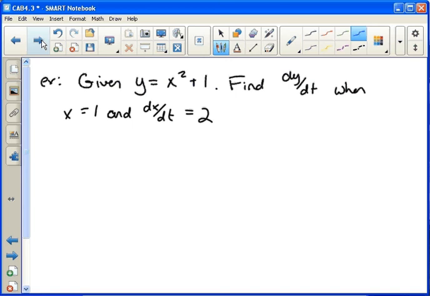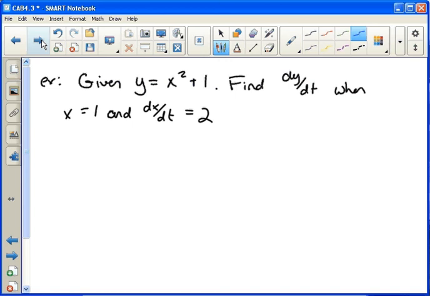So as we do this, we're wanting to know how fast is y changing when x is equal to 1 and is changing at a rate of 2. And that can be any unit you want. It can just be 2 units per minute, or 2 units per hour, or 2 feet per second. It depends on what our equation represents.